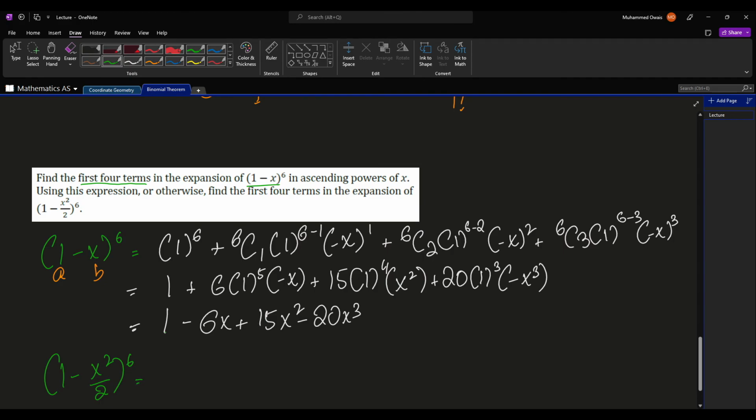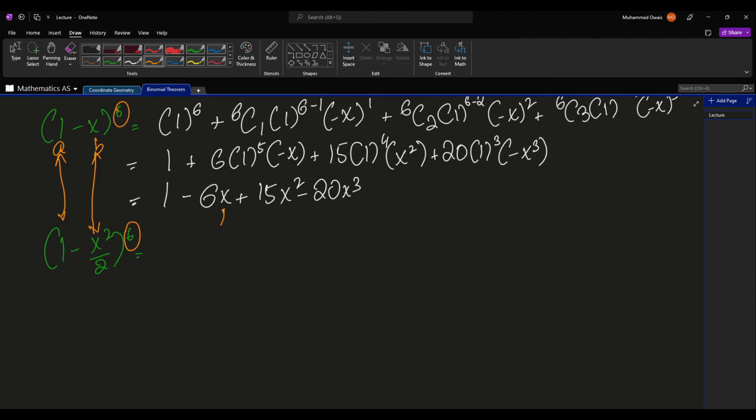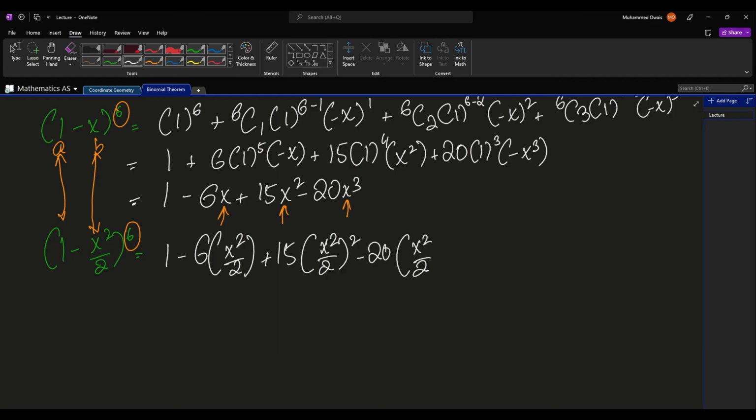So first of all, what we need to do is notice a similarity. If we notice, this is the same here, a is the same here as well. The only thing that has changed is the b, right? It has changed from x to x squared over 2. So then, we do not need to do the whole expansion again. All we need to do is replace this x. So what I can do is 1 minus 6 into x squared over 2, and then I can do 15 into (x squared over 2) squared, and then minus 20 into (x squared over 2) cube.